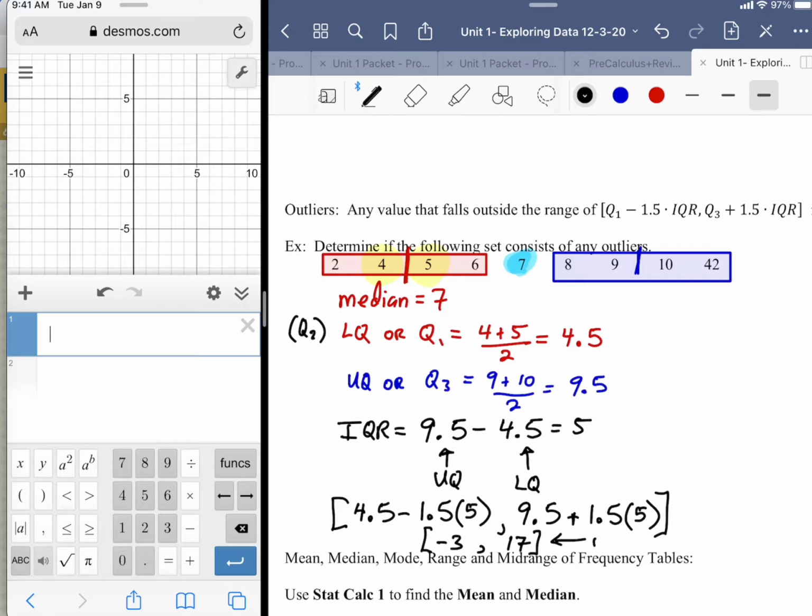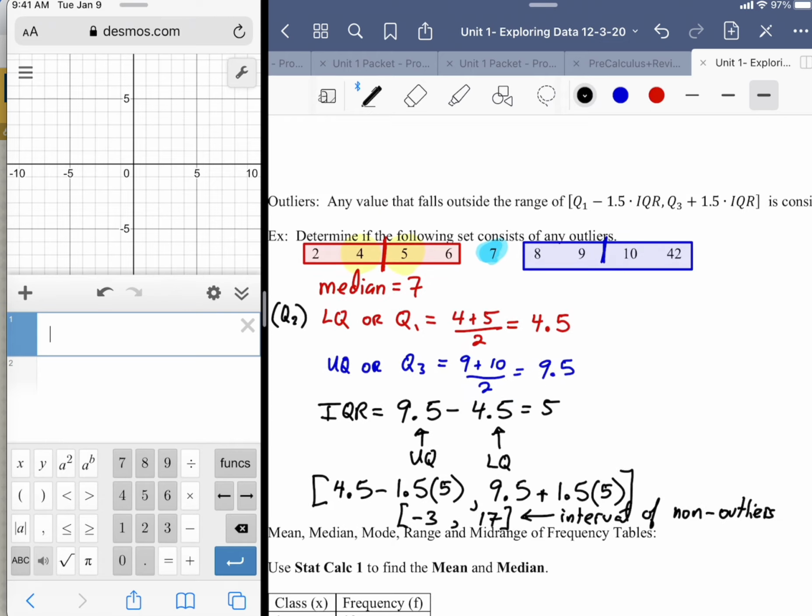So what this gives us is the interval of non-outliers. Any value that's contained between the -3 and the 17 is not going to be an outlier. Anything that falls outside of that interval will be an outlier. So you go through your data set and you say, okay, does 2 fall in that interval? Does 4, 5, 6, 7, 8, 9, 10? Yes. But 42 does not fall in that interval, so 42 is an outlier.